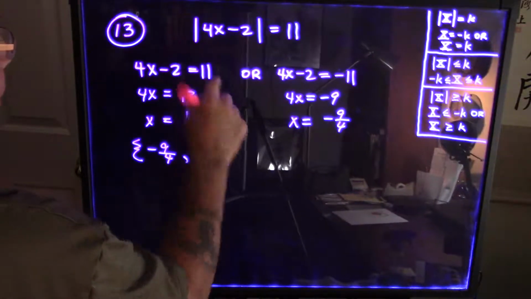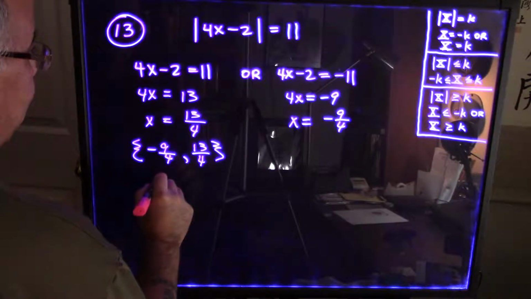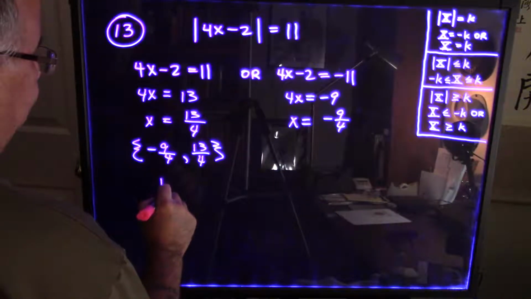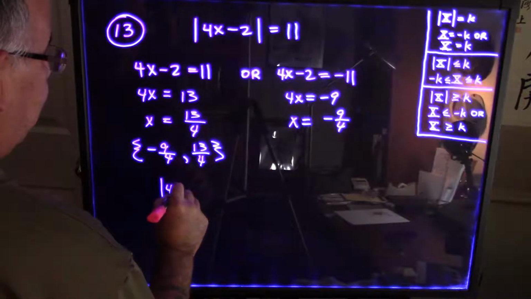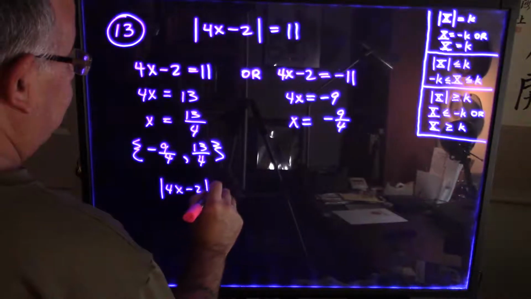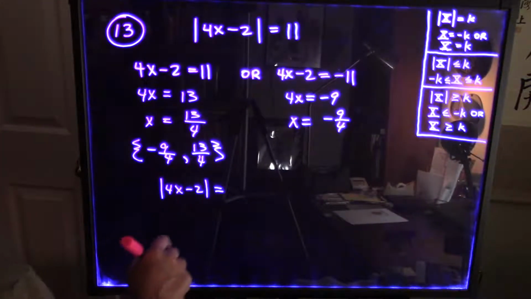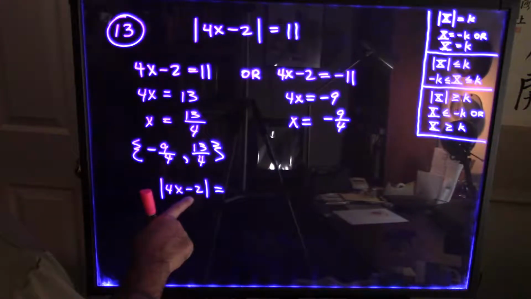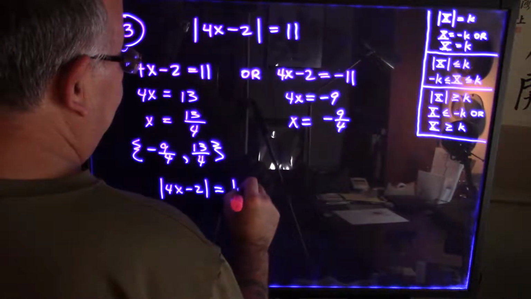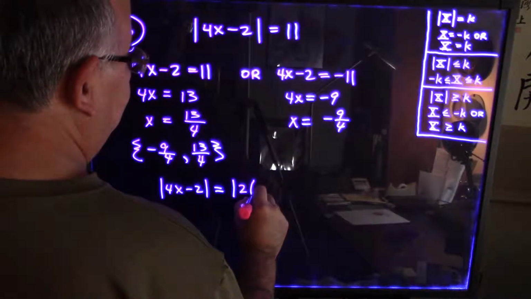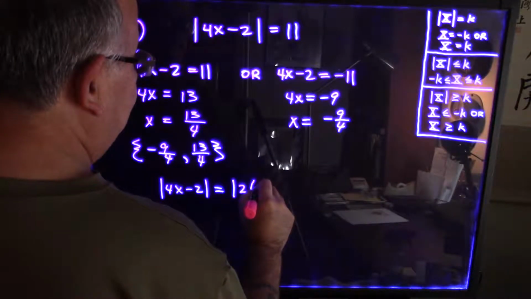Incidentally, you could approach it like this. Absolute value of 4x minus 2 is equal to, factor out the 2 out of these two terms, so you get absolute value of 2 times the quantity, 2x minus 1.